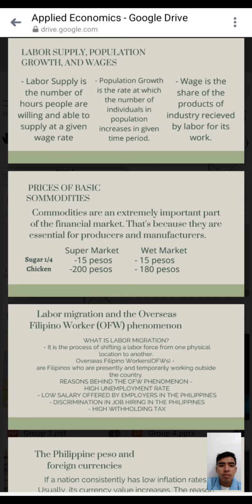Example, 1.1% per year. Population growth is the increase in the number of people in a population or dispersed group. Actual global human population growth amounts to around 83 million annually, or 1.1% per year, which is the share of products of the industry received by labor for its work.